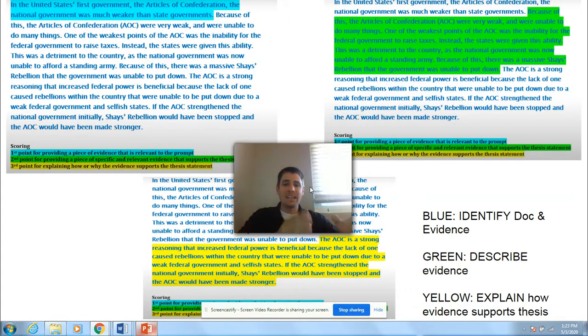So you identified, you said Articles of Confederation were weak. Boom, you identified. Then your description. Why was it weak? What are some evidence? What are some examples within the document? Cite the document. How is it weak?